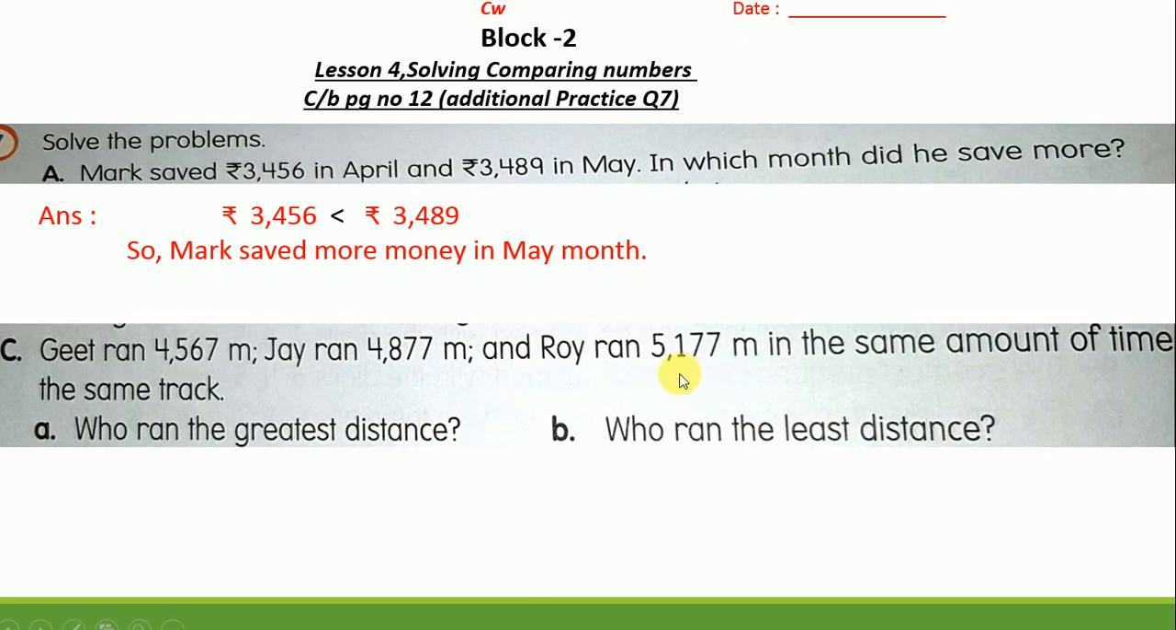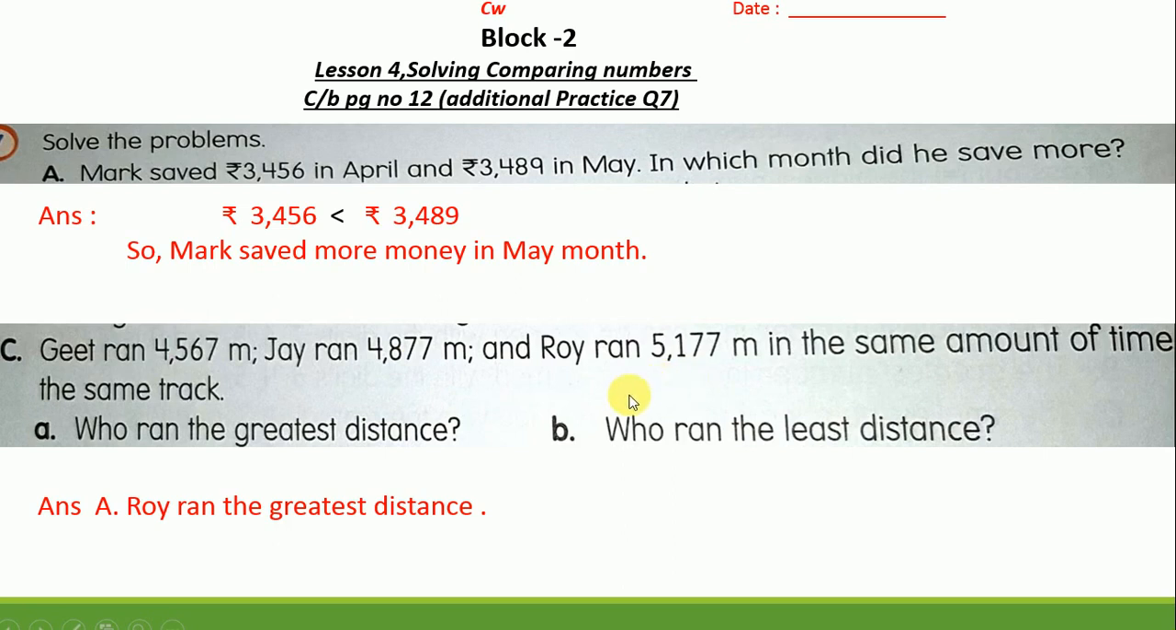Yes, so 5177 is the greater number. Who ran that much distance? Yes, Roy ran the greatest distance, isn't it? So the answer to the first question is Roy ran the greatest distance. Okay, now look at question number B. Who ran the least distance? What is the meaning of least? Least means less distance. So we have to find among all these three, who ran a very small distance.